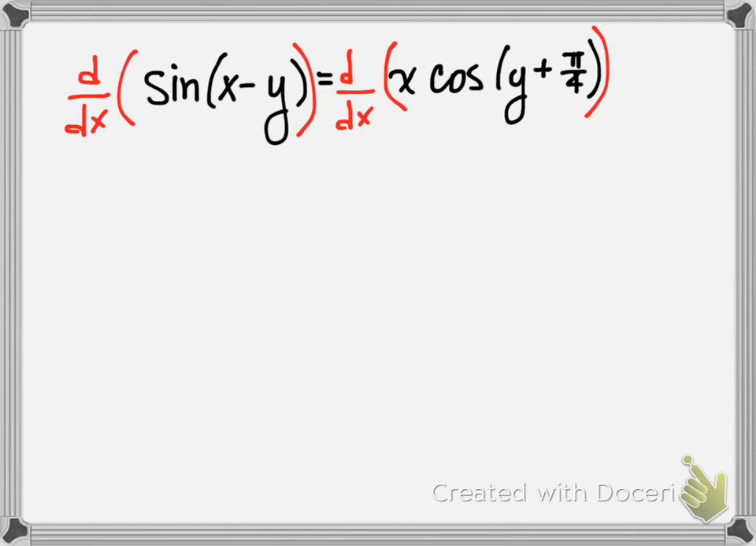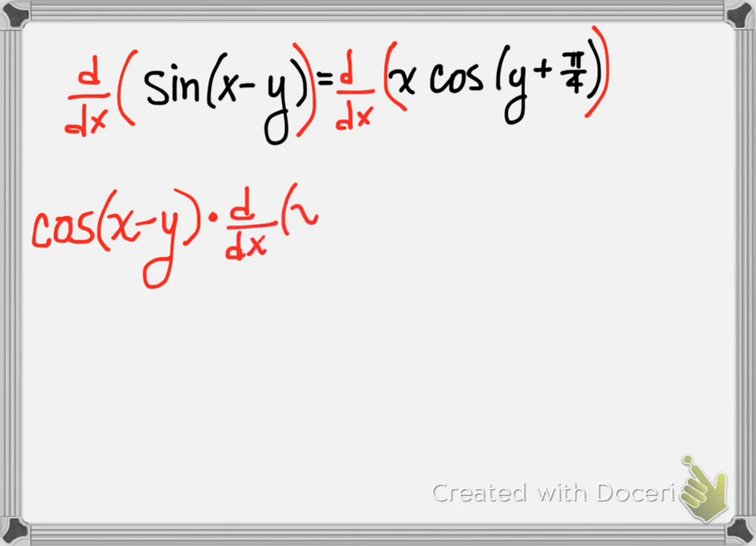So let's start with the left side. I'm going to take the derivative on this left side before I move on to the right. On the left side, I have a composition. It's sine of x minus y. So sine of u is our outside function. First, I'm going to have cosine of x minus y, because cosine u is the derivative of sine of u, times the derivative of x minus y with respect to x.